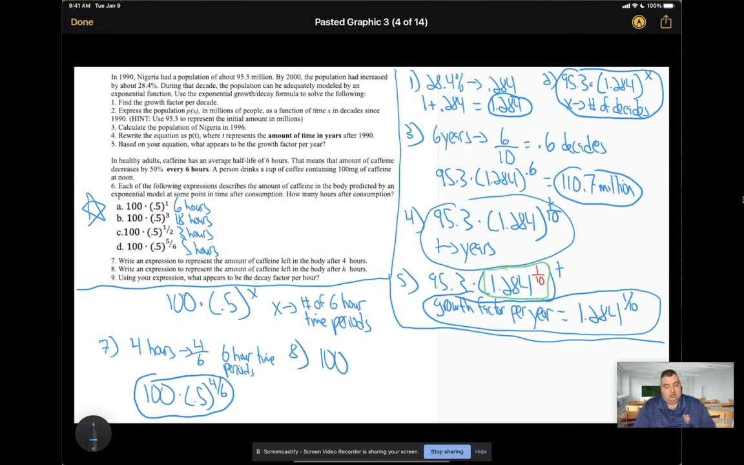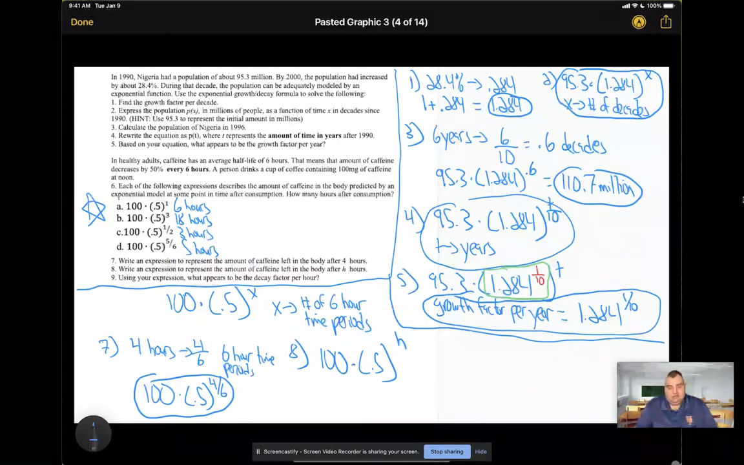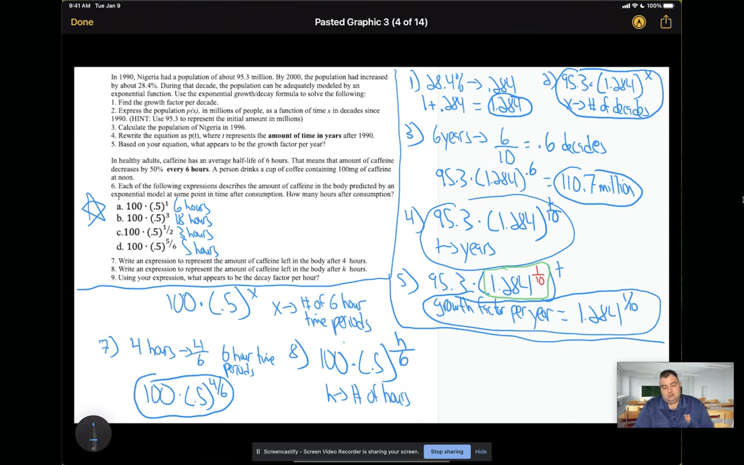So my expression is going to look like 100 times 0.5 to the power, I think it says to use h, right? So to the power of h over 6. If I divide h by 6, the number of hours by 6, that will mesh with this where x is the number of 6-hour time periods. So 100 times 0.5 to the power of h over 6, where h is now the number of hours. Okay. Last question, number 9.